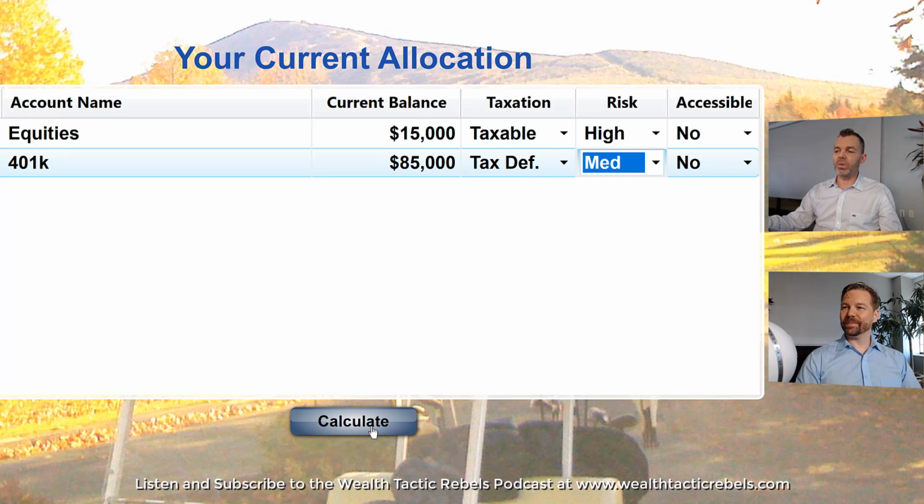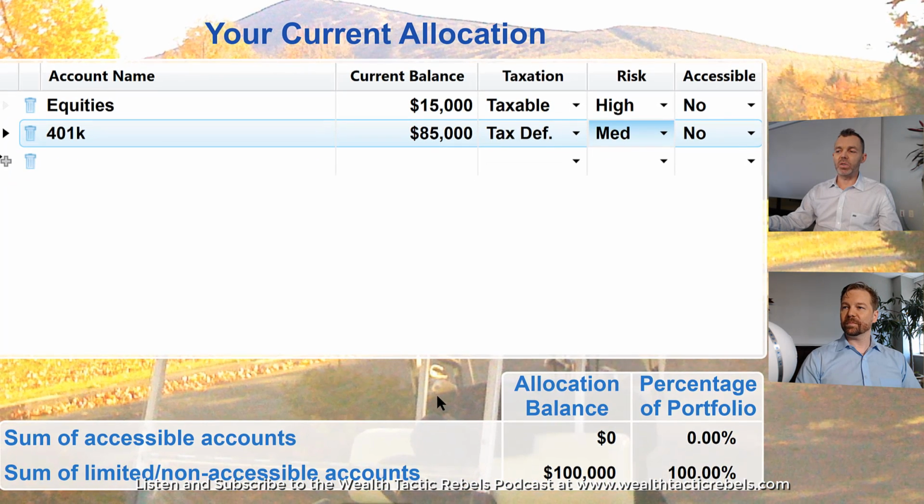Right. Okay, so what that means is that of your liquid assets, the $100,000, none of it is accessible currently without taxes or penalties. Right. How do you feel about that?